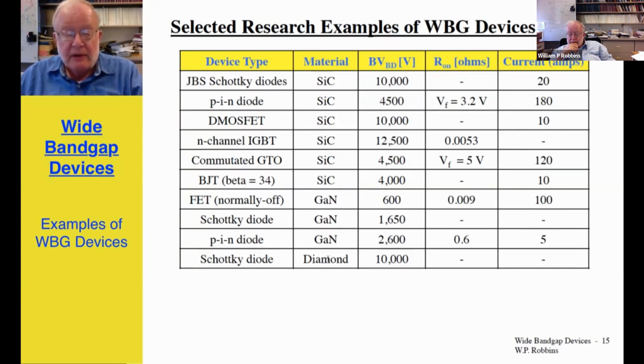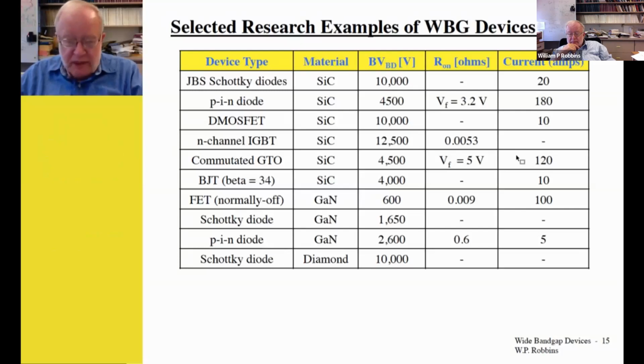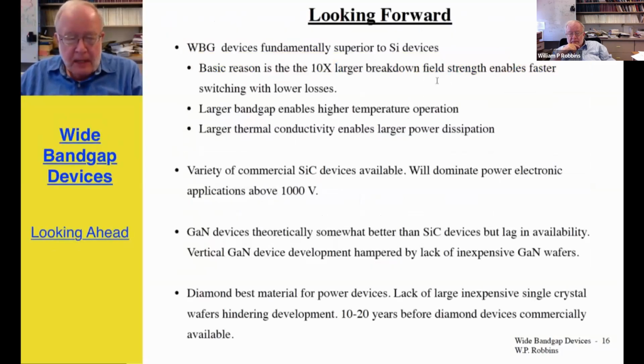There's even a diamond Schottky diode at 10,000 volts, but I couldn't find any other information about it. So what does this all mean? I think we've convincingly demonstrated that wide bandgap devices are fundamentally superior to silicon. The basic reason is the 10x or more larger breakdown field strength that enables faster switching with lower losses.